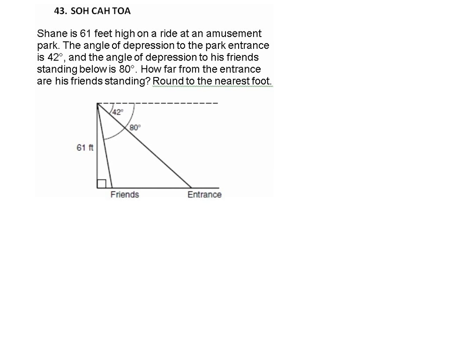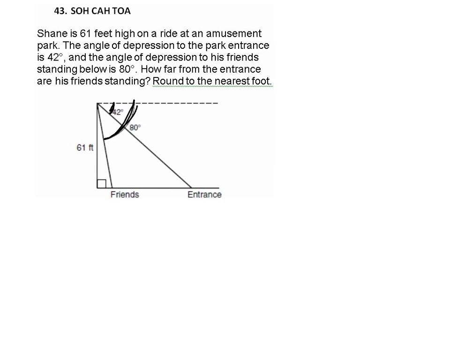Alright, Shane is 61 feet high on a ride at an amusement park. The angle of depression to the park entrance is 42 degrees, which is labeled here. The angle of depression to his friends standing below is 80 degrees, this whole angle here. How far from the entrance are his friends standing? Round to the nearest foot.